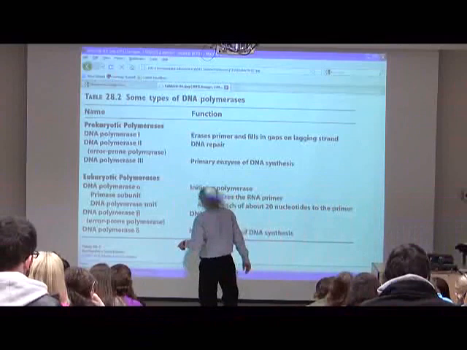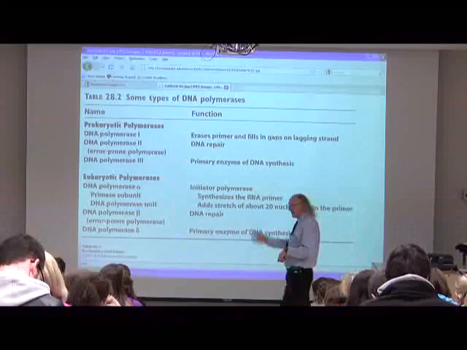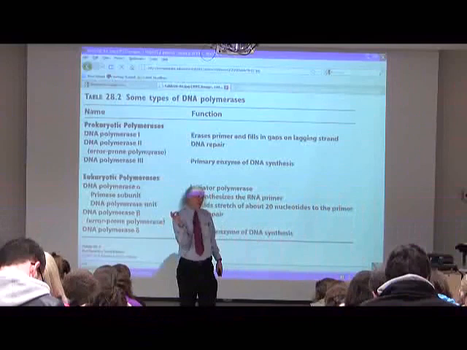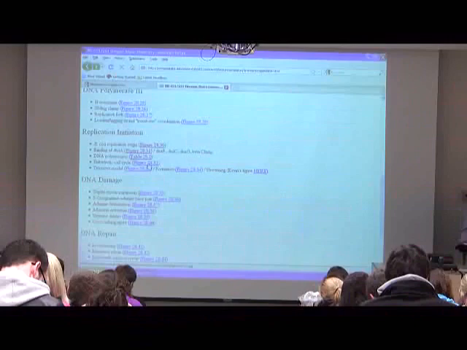DNA polymerase delta is thought to be the primary enzyme of DNA synthesis in eukaryotes. And it's polymerase delta that also has that beta clamp-like protein that I described before that holds the polymerase on. And that beta clamp, as I said, in eukaryotes is called PCNA. Okay, well, I'm not going to talk about the individual polymerases in eukaryotes. But I do want to say a bit about the replication process.